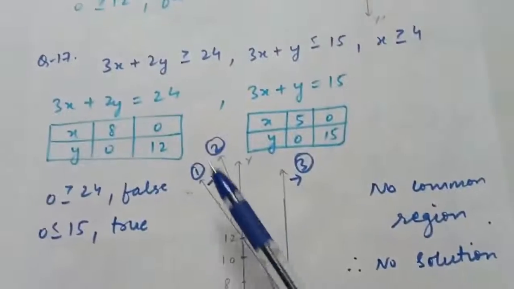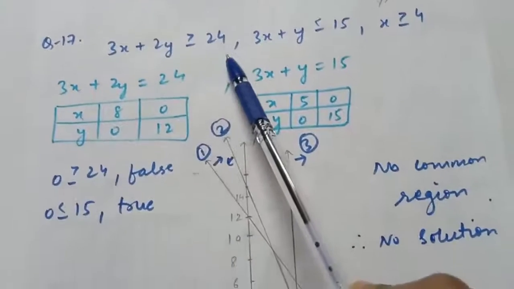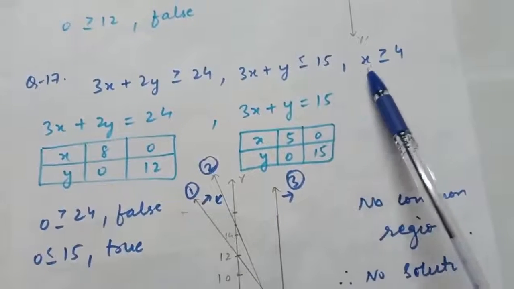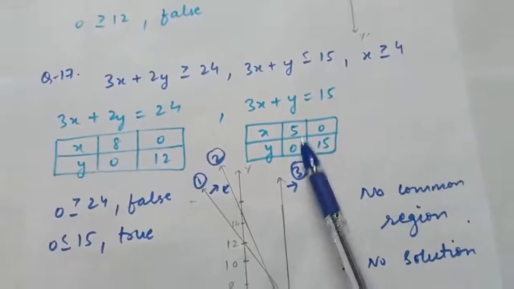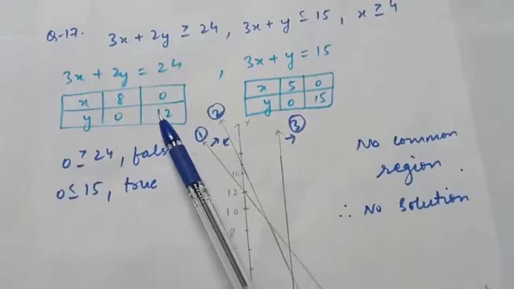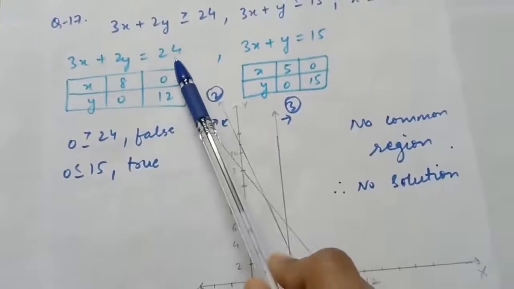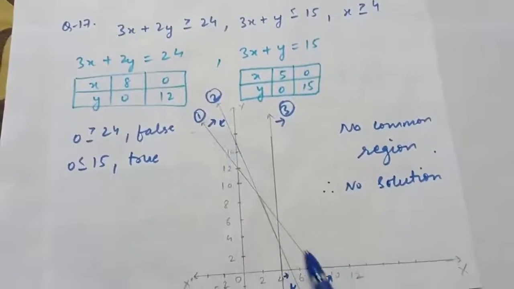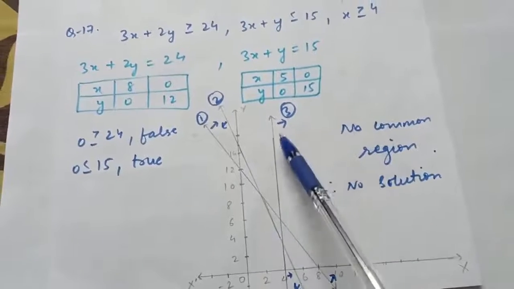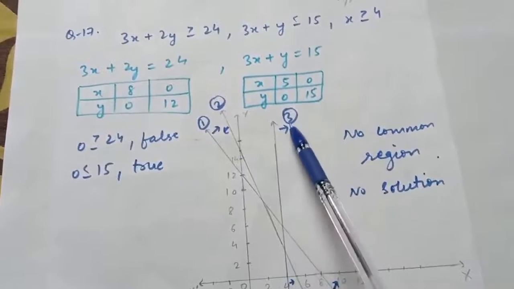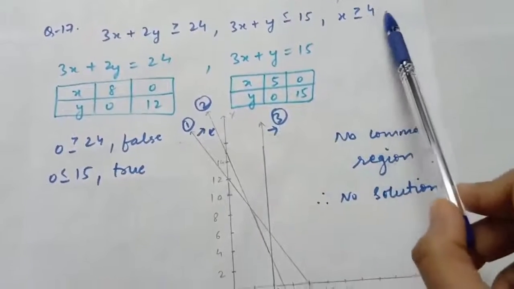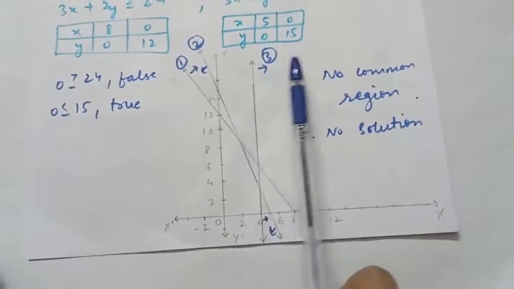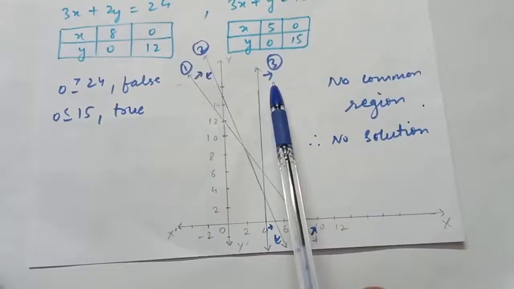Question number 17th. 3x plus 2y greater than or equal to 24, 3x plus y less than or equal to 15 and x greater than or equal to 4. First of all, we will draw the graph of these equations, right? This is first, this is our second. Now, when you draw, you will get the lines like this, and this is the line of x equal to 4. Now, x is greater than or equal to 4. Therefore, x equal to 4 is here and greater than 4 will be on this side. So, draw the arrow at this side.